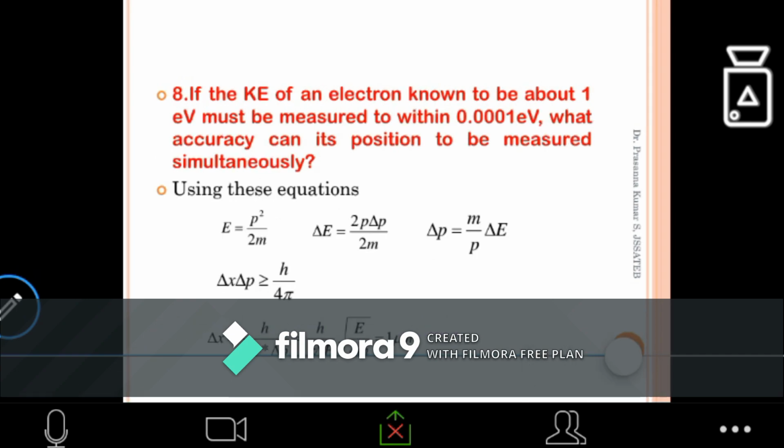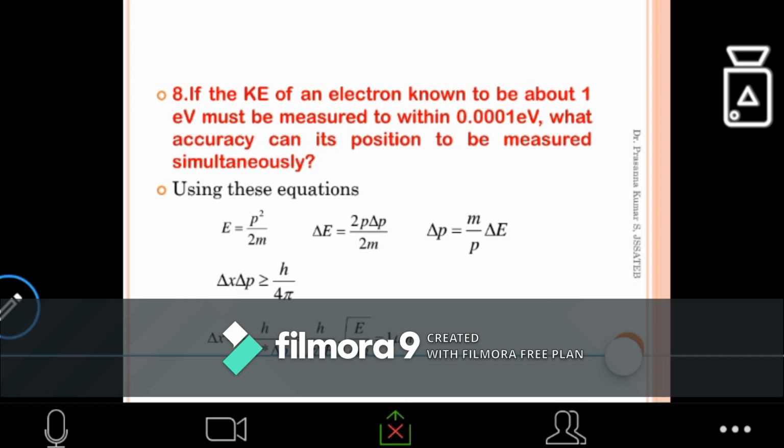If the kinetic energy of an electron is known to be 1 electron volt, so here the kinetic energy is equal to 1 electron volt, and must be measured within 0.001 eV, that is delta E. So, delta E is around 0.001 eV. What accuracy can its position be measured simultaneously? So, you need to calculate delta x. So, as usual, the formula is delta x delta p greater than or equal to h by 4 pi. So, you need to calculate for delta x.